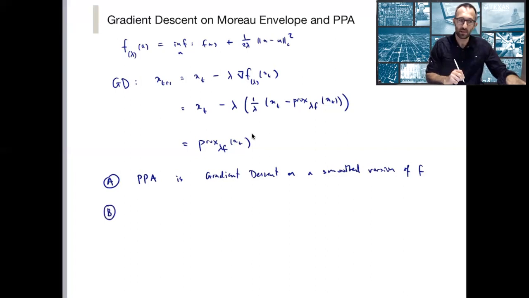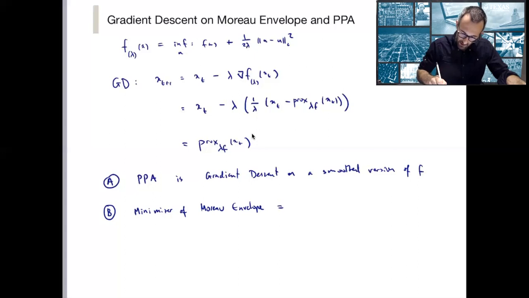Also, this immediately tells us something else that is interesting, which is that if we just minimize the Moreau envelope, we're going to get the same point as if we found the minimum of our original function. The minimizer of the Moreau envelope, the smooth function, is equal to the minimizer of our original function.